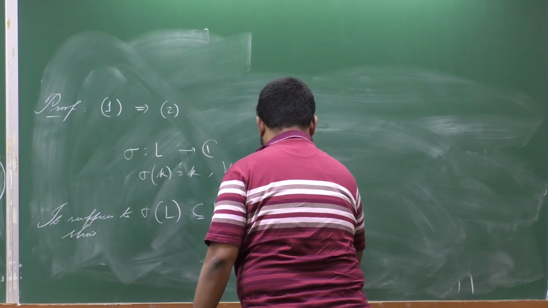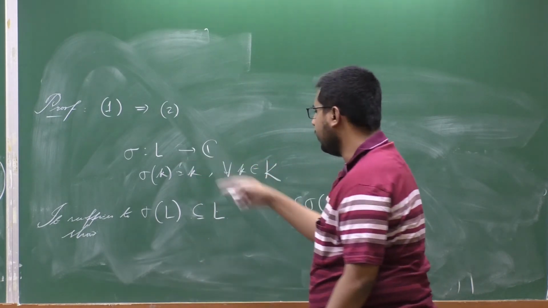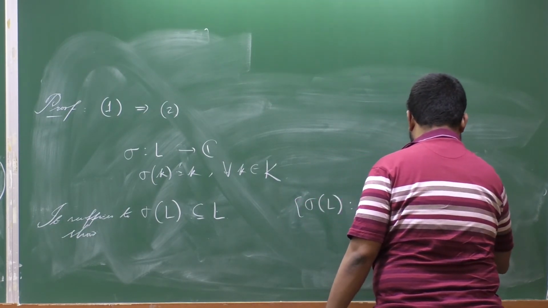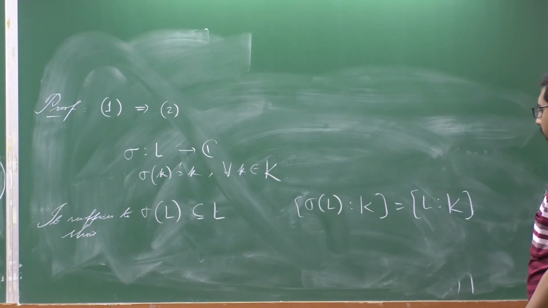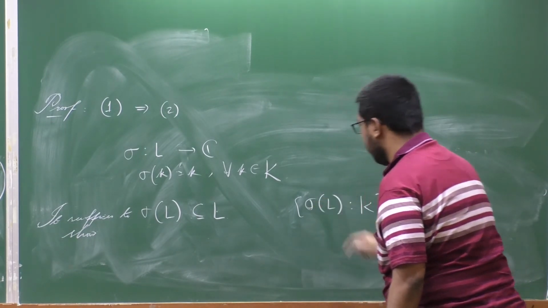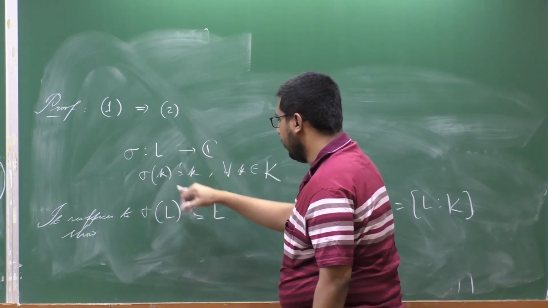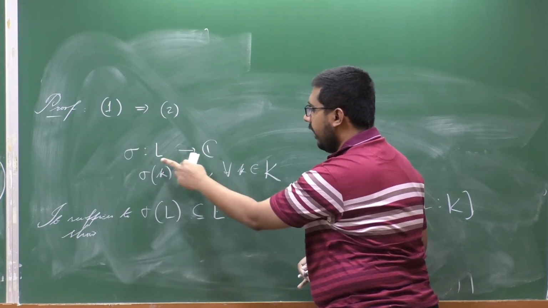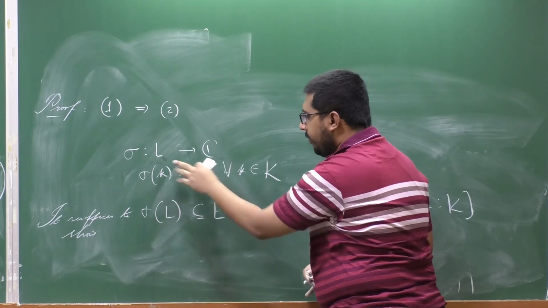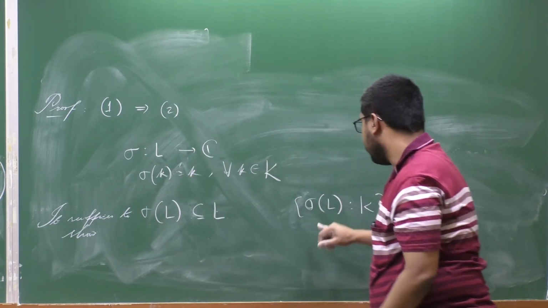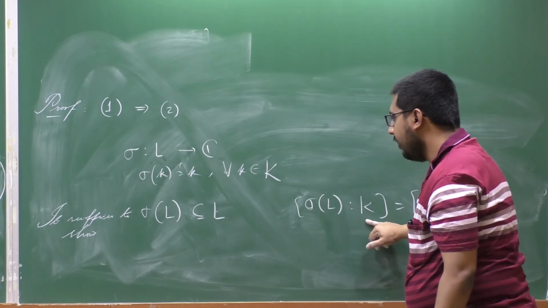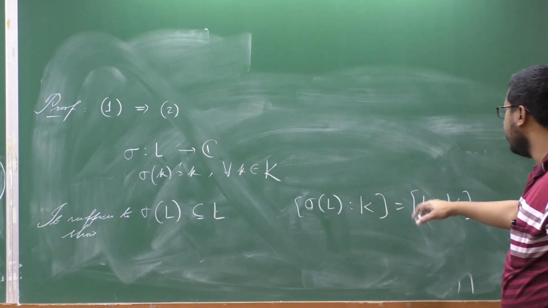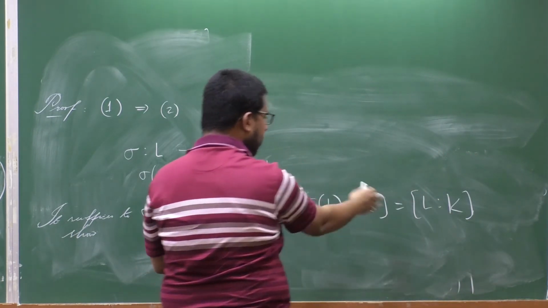Since sigma fixes k, any embedding can be regarded as a linear map, and here it will be an injective linear map. So sigma of L has the same dimension over k as that of L. If we can prove this, then since both are finite dimensional, one will immediately obtain that sigma of L equals L.